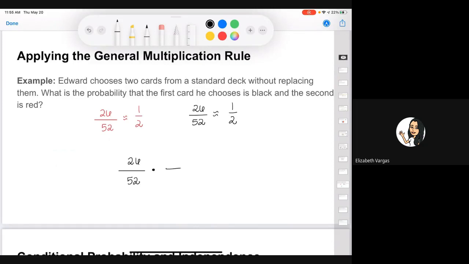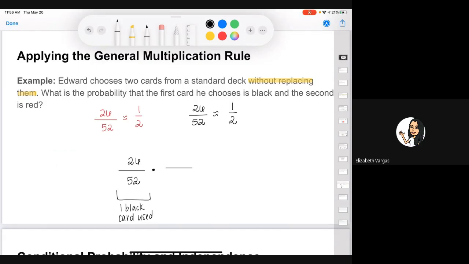I'm going to multiply that by the probability that the second card is red. However, what you need to keep into consideration is that he does not replace them. So think about all his cards. In my first scenario, he's already taken away one black card. So one black card used.